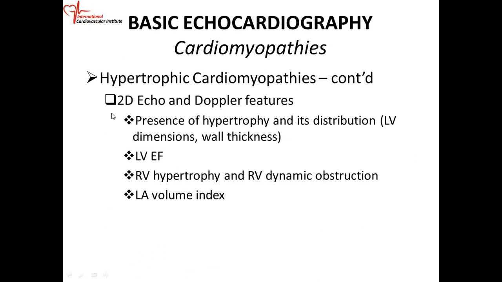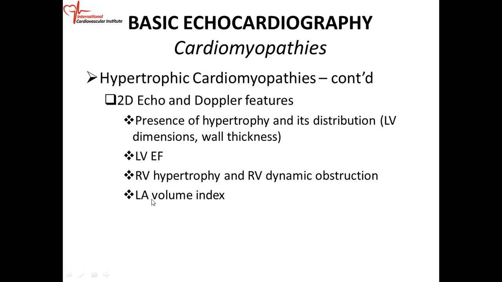All right, so what are the other echo and Doppler features of hypertrophic cardiomyopathy? So the muscle is going to be thickened, and when you do your measurements, you can determine the distribution of the thickening, whether it's concentric, septal, apical, free wall, whatever. You also have to get your ejection fraction. Usually it's normal, but some of these patients can present with reduced ejection fraction. You may also get RV hypertrophy as well. You can also get obstruction of the right ventricular flow tract, so be aware of that.